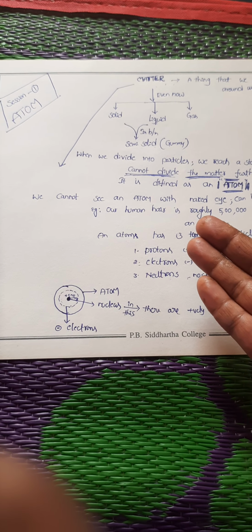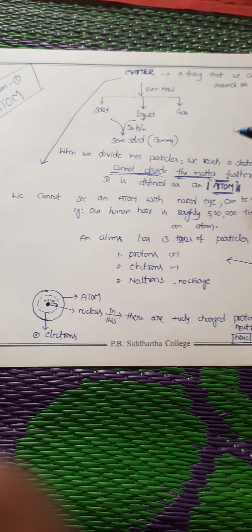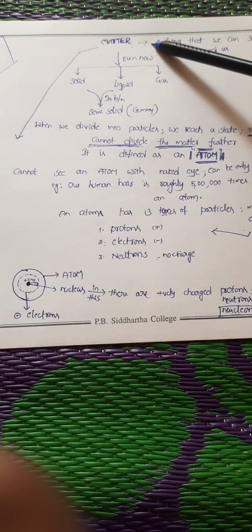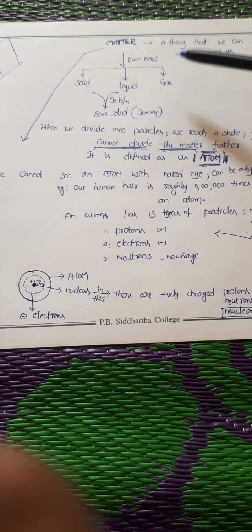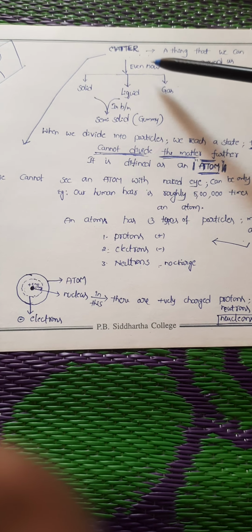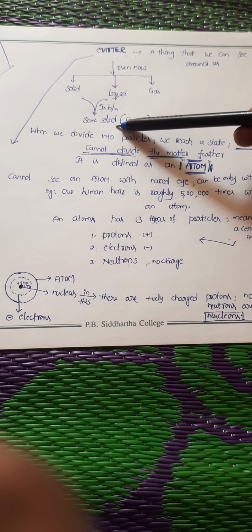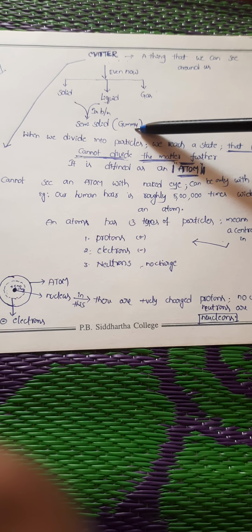Yes, this is my first session of chemistry regarding the atom. Everything that we can see and feel around us is simply termed matter. We classify matter into three states: solid, liquid, and gas. Solid and liquid phases combine to form a new state, the semi-solid or semi-liquid phase, which is gummy in nature, right?